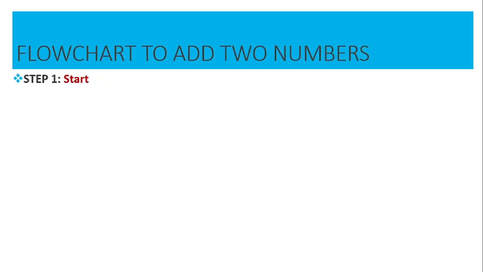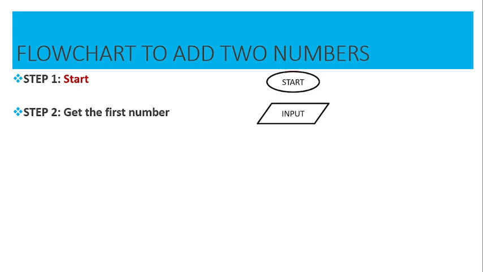So step 1 is start. In a flowchart, this represents the beginning of a program. We use the oval for start. After starting, you move to step 2, get the first number. So we are taking input. For anything to do with input, you see the parallelogram shape representing it. After that you move to step 3.